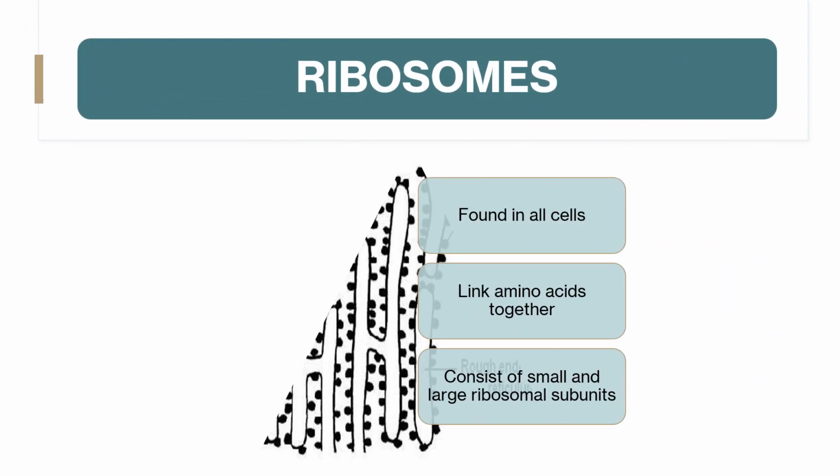So next we'll talk about ribosomes. These are found in all cells. They link amino acids together, and they consist of small and large ribosomal subunits. So when you look at the endoplasmic reticulum, that rough ER, the little dots on there, those are your ribosomes.